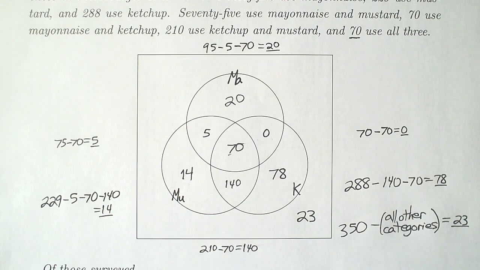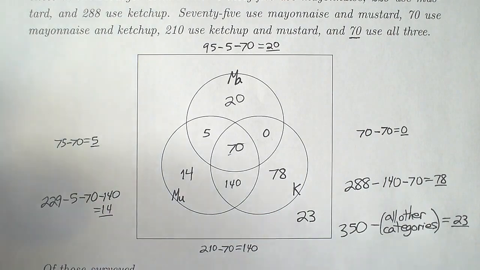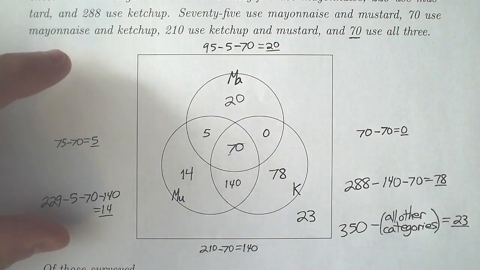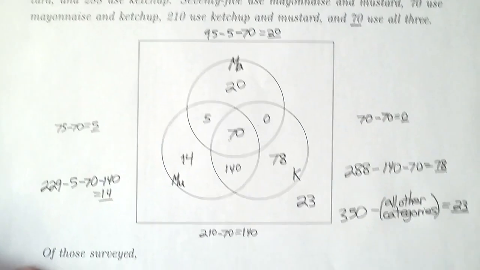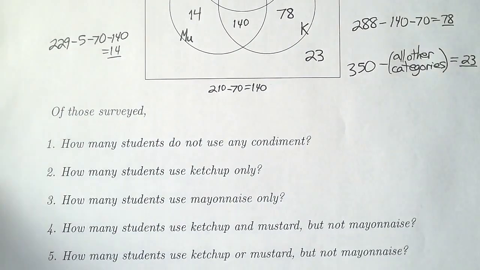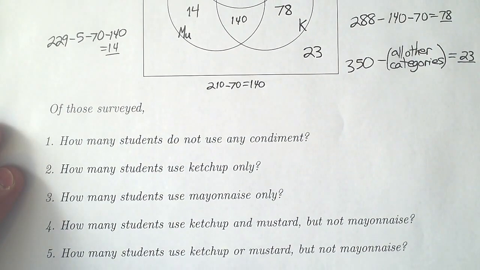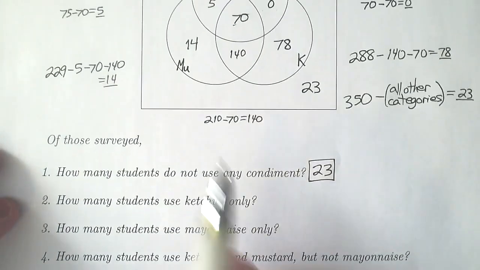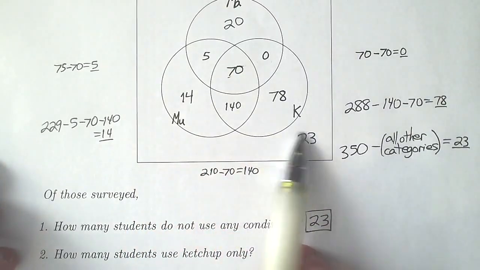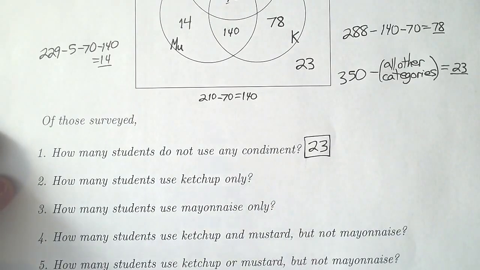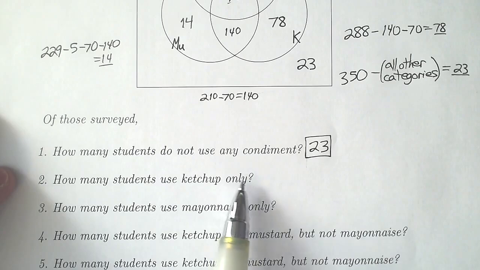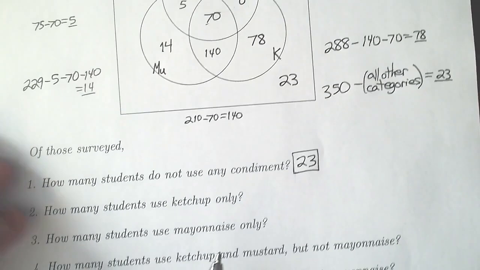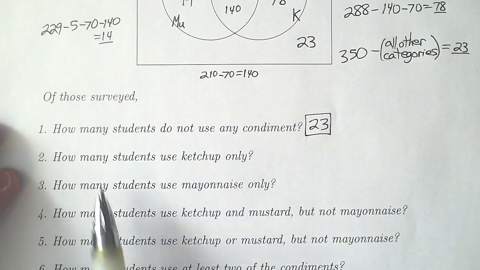Now, this looks like there's a half of a page of questions. So I would say what we just did is probably half of the work, and the other half is all these little questions. How many students do not use any condiment? That's the last thing we just answered, so that's 23. It's really good that we took the time to finish the diagram before tackling these questions, because if we went back and forth between them, we would wind up having to fill out the whole diagram anyway, so we should just do it first.